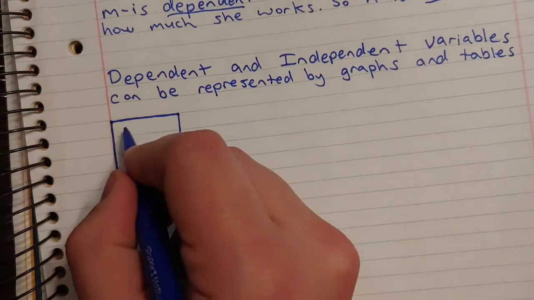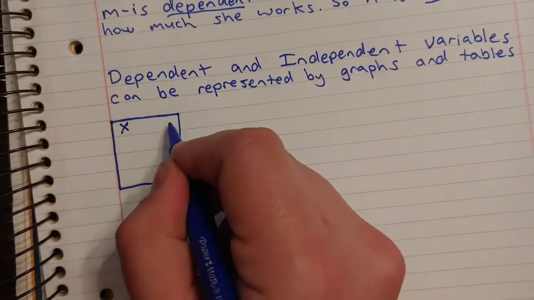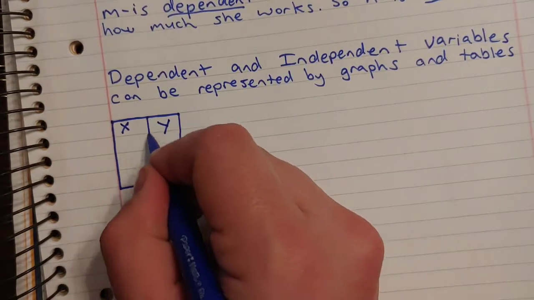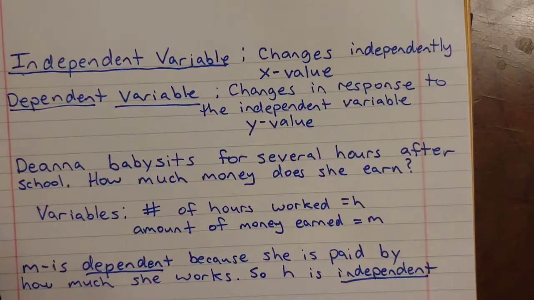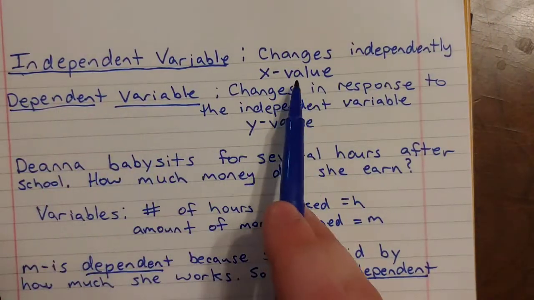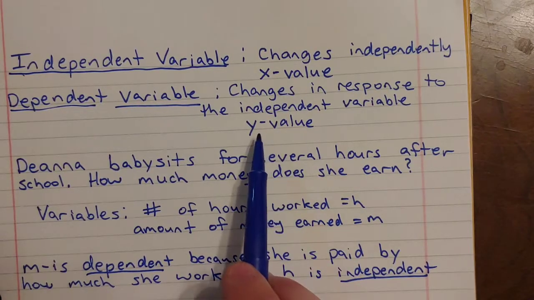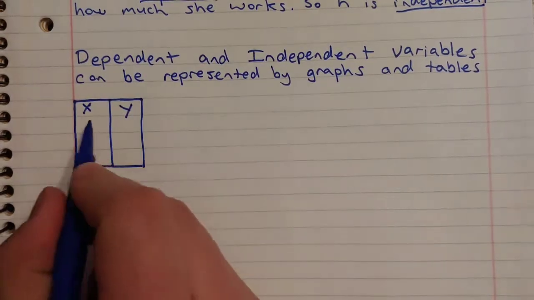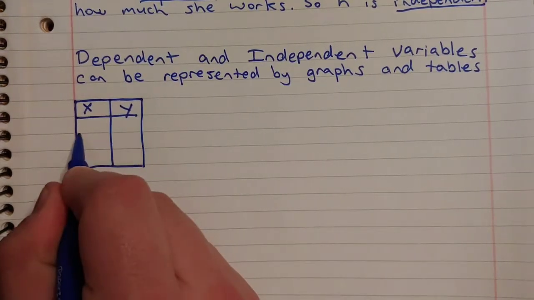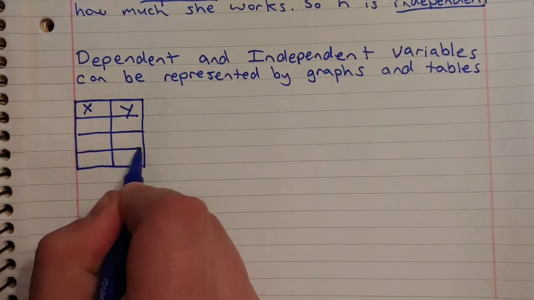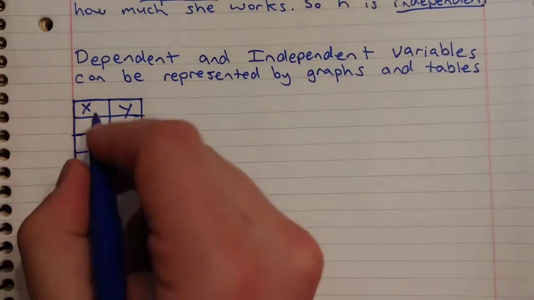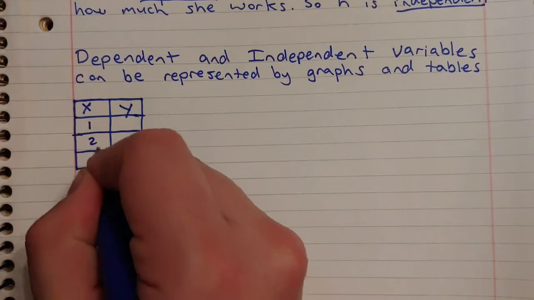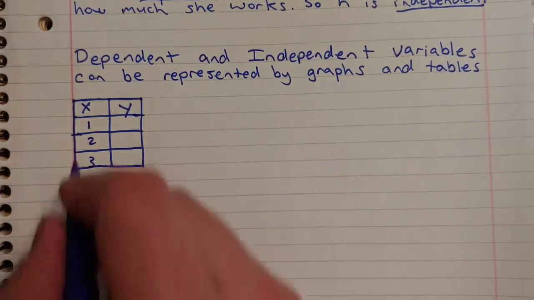Okay? So this is our X. This is our Y. And I said a little bit earlier, right up here, independent variables are X values, dependent are Y values. Okay? So we have X and Y. Now if X, let's say X is 1, 2, and 3.